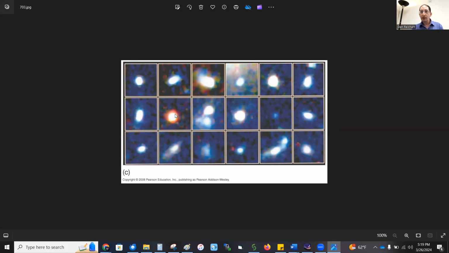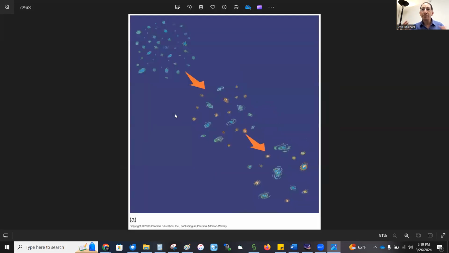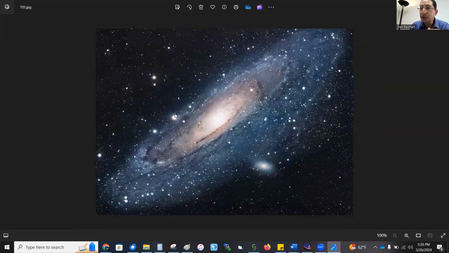Okay, well, how do we go from this to modern galaxies? It's a bottom-up formation scenario. The little things merge and form bigger things, and they merge and form bigger things, etc., until eventually you formed large galaxies, such as this one. And this is our sister galaxy, Andromeda.